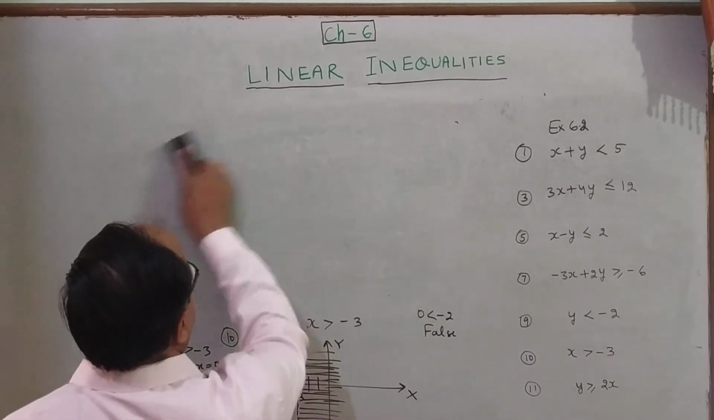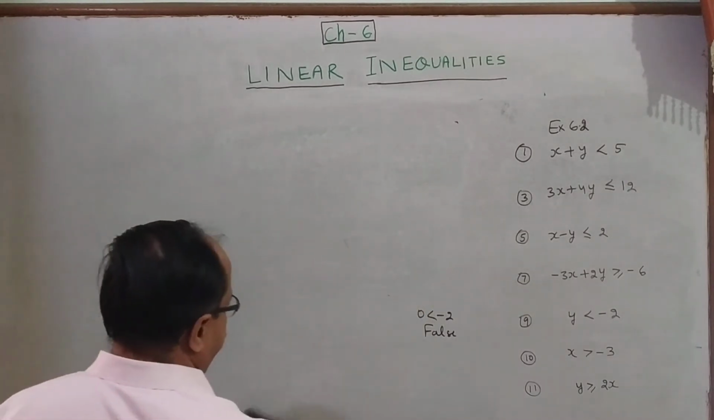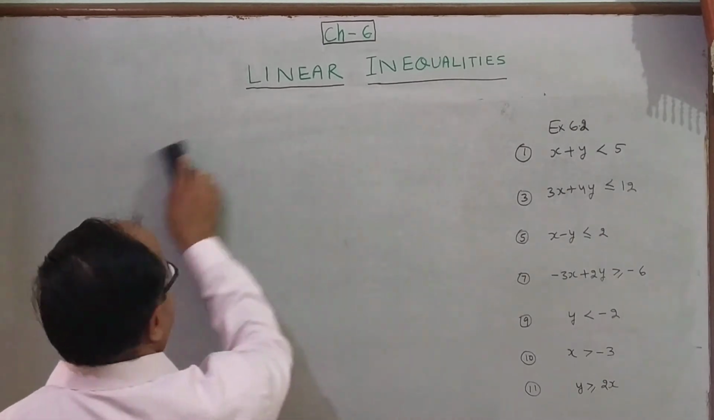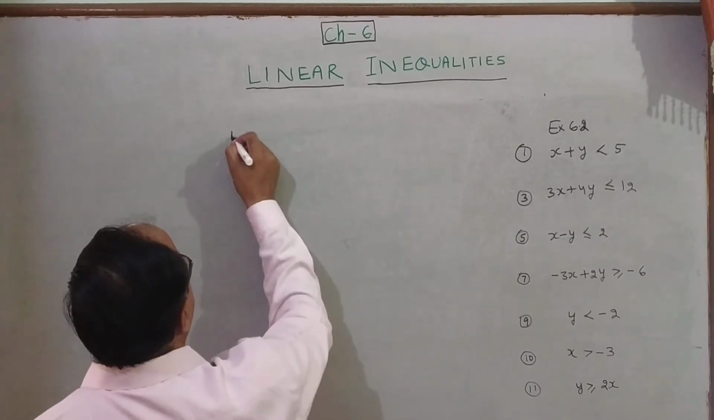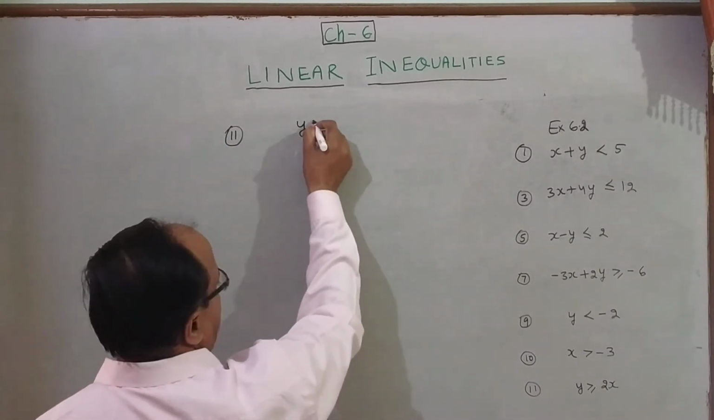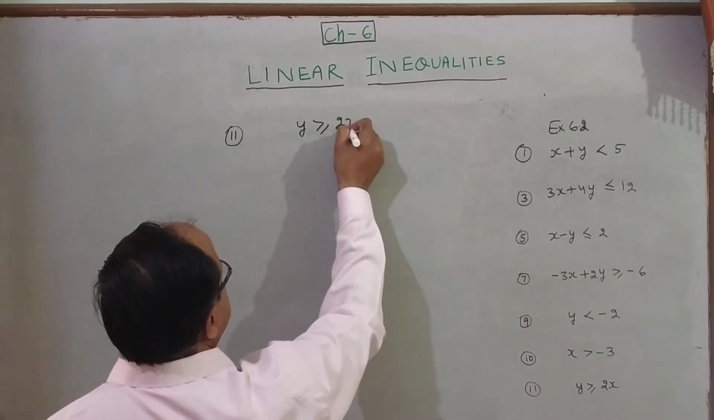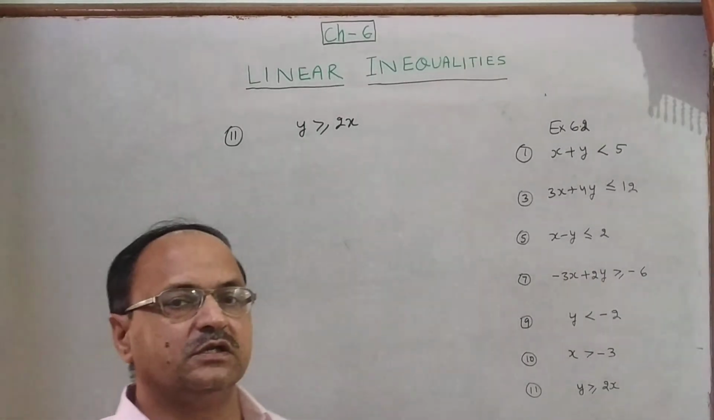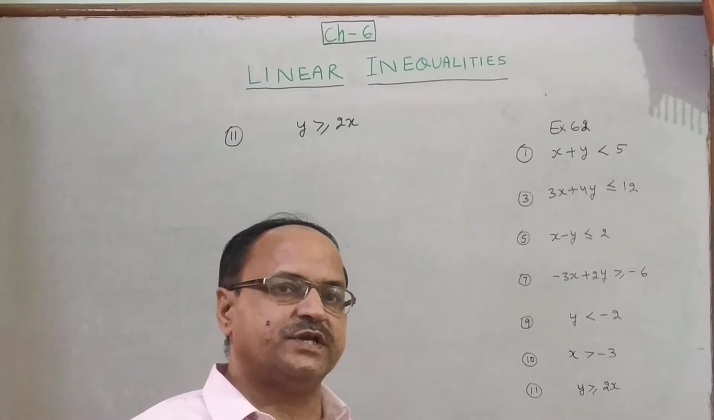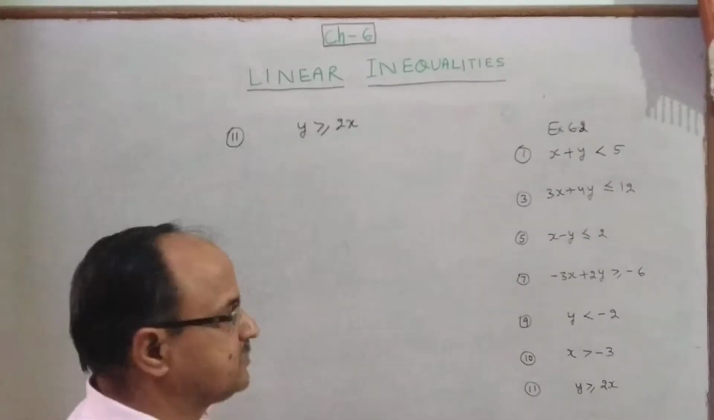Now, question number 11. Y greater than or equal to 2x. This is an extra question, not included in exercise 6.2. Extra question for extra knowledge.